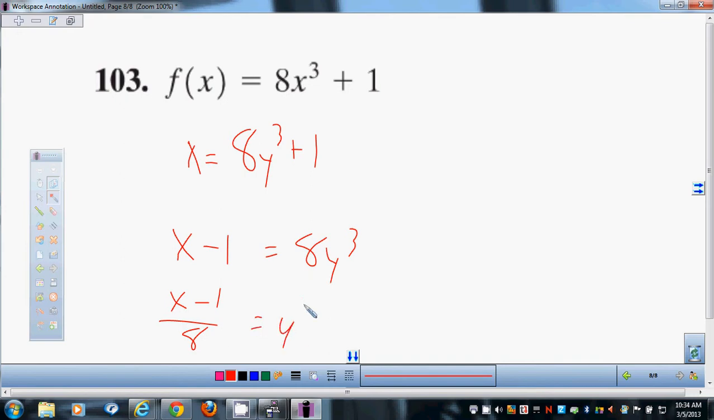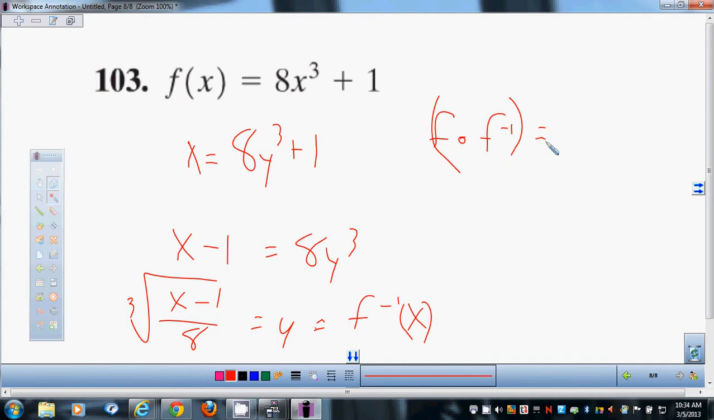Now who remembers how to check this? How can you check these to see if you're right? You compose them, f of f inverse. And what should you get if they're inverses of each other? You get x. Remember? When you compose two functions and you get down to nothing but exactly x, then they're perfect inverses of each other.